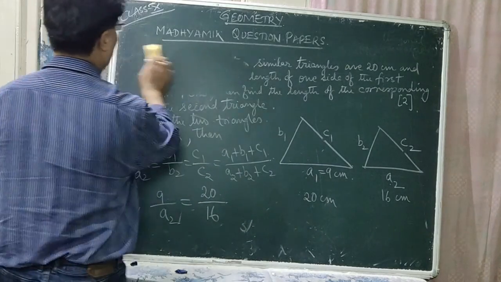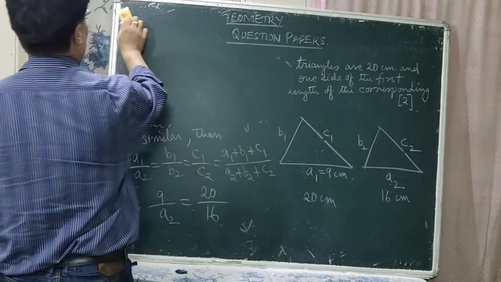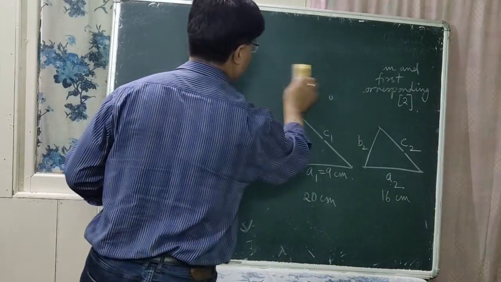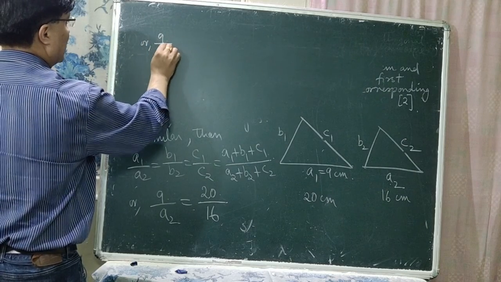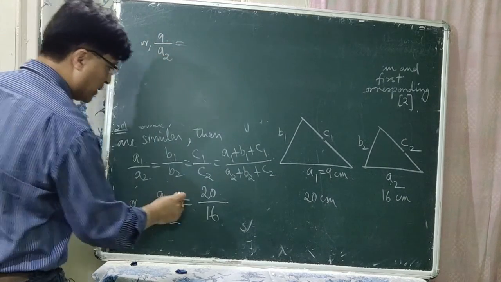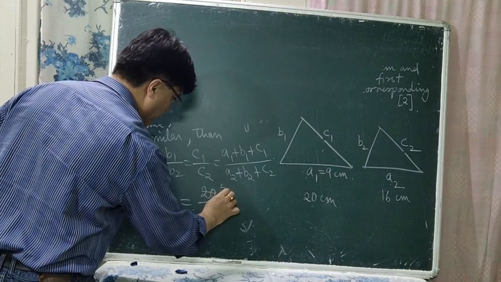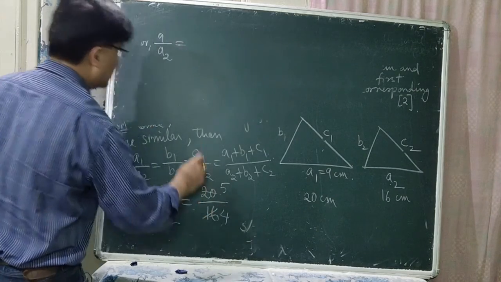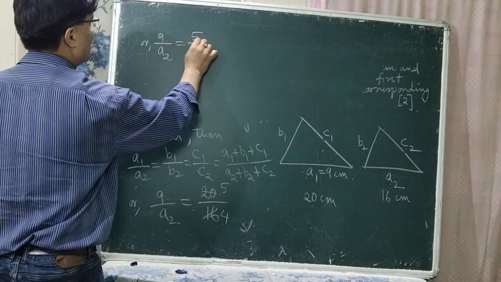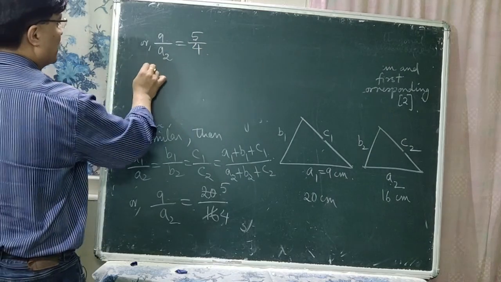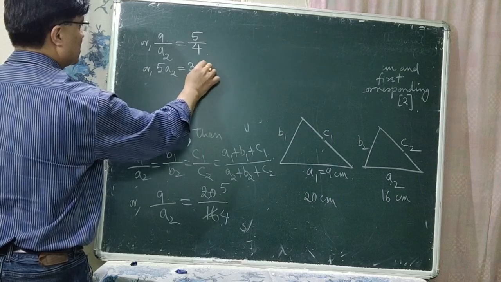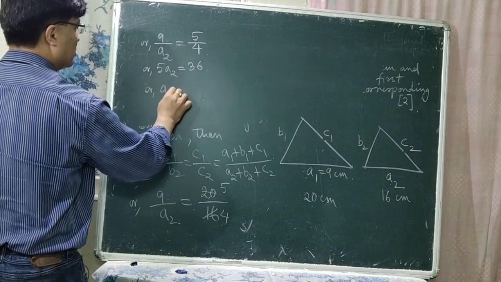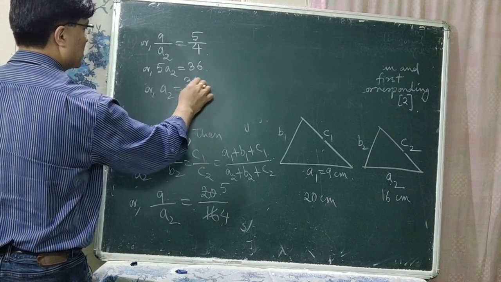Okay, so now next, so let us write here, this is 9 divided by a2 is equal to, you can cancel here, 4 5s are 20, 4 4s are 16, so it is 5 upon 4. Now we can solve it, cross multiply it, so it is 5a2 is equal to 9 4s are 36, or a2 is equal to 36 by 5.